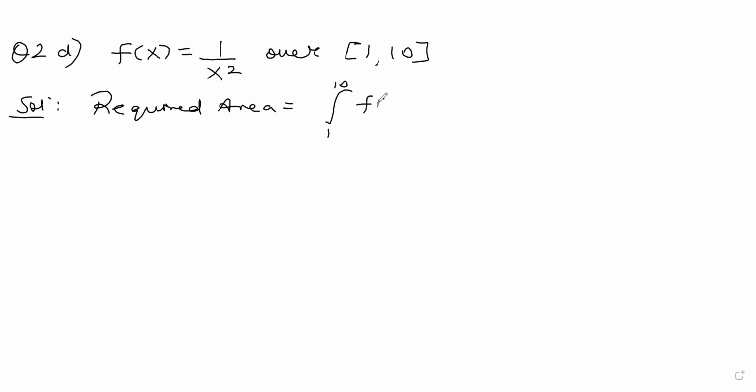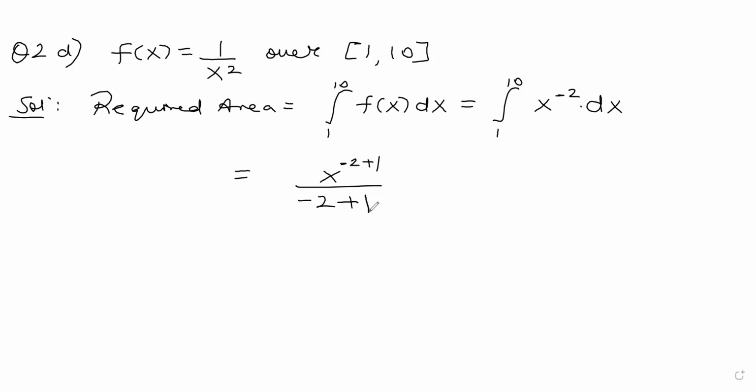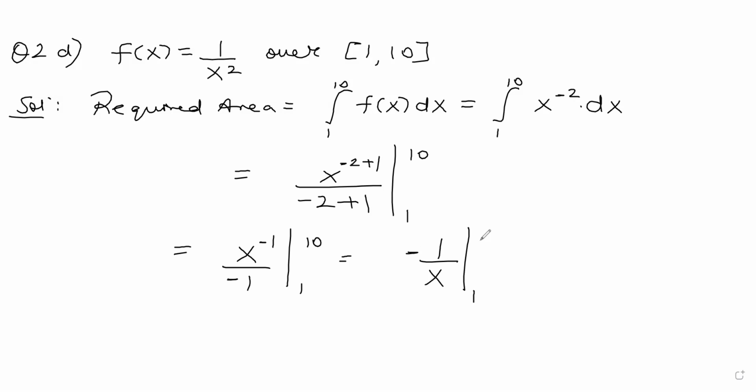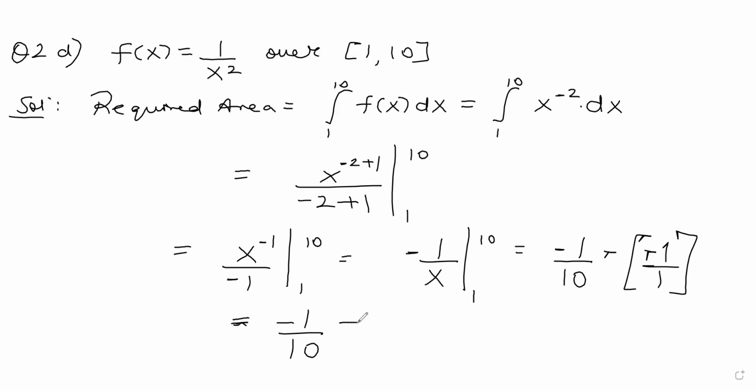Integral 1 to 10 f of x dx, which is integral 1 to 10 of 1 upon x square, I can write as x to the power minus 2 dx. The integral of x to the power minus 2 is x to the power minus 2 plus 1 upon minus 2 plus 1. Run this from 1 to 10. This is x to the power minus 1 upon minus 1, which we run from 1 to 10, which I can write as minus 1 upon x, run from 1 to 10, which is minus 1 upon 10 minus 1 upon 1. So this is minus 1 upon 10 plus 1. Our answer is 9 by 10, which is the required answer for question 2, part D.